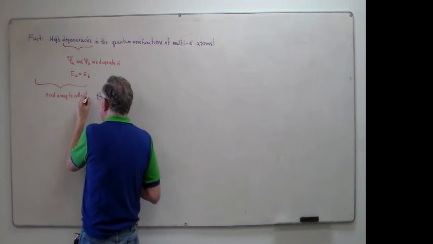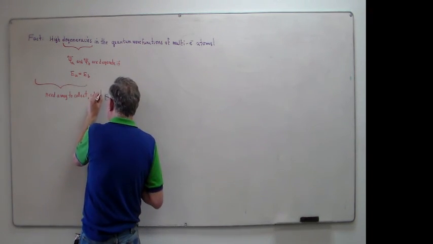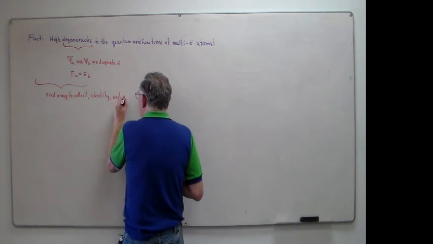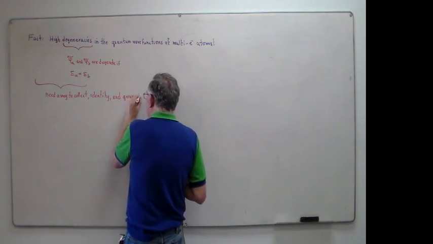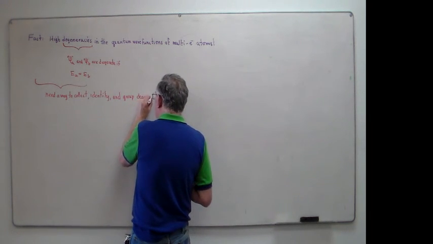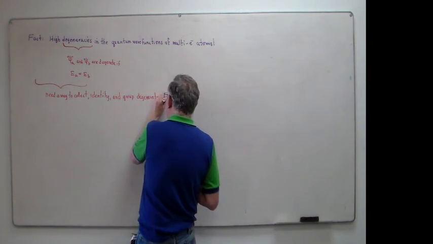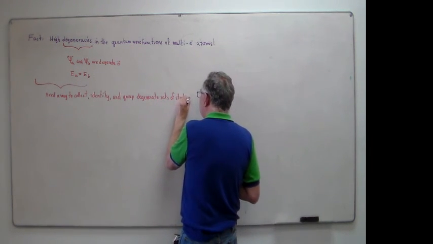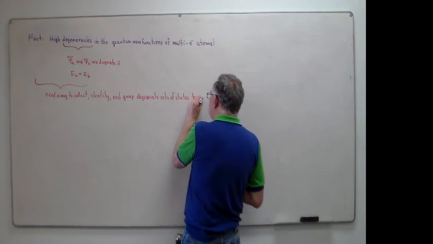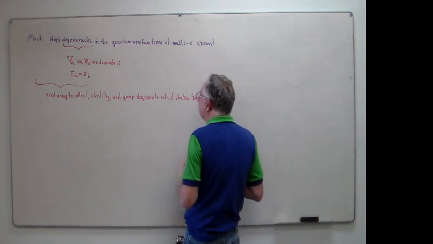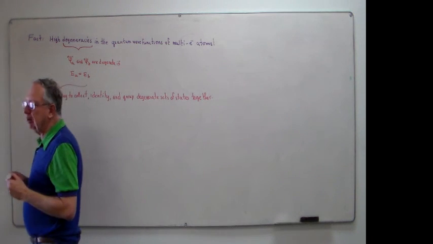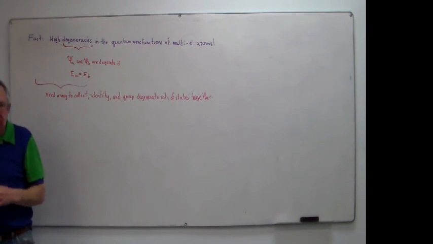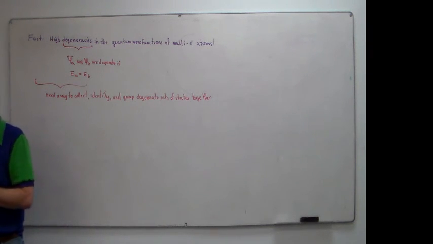So we need a way to collect, identify, and group degenerate sets of states together. In other words, if A and B have the same energy, they have some relationships in common, and we want to group them together and we want to talk about them in groups.